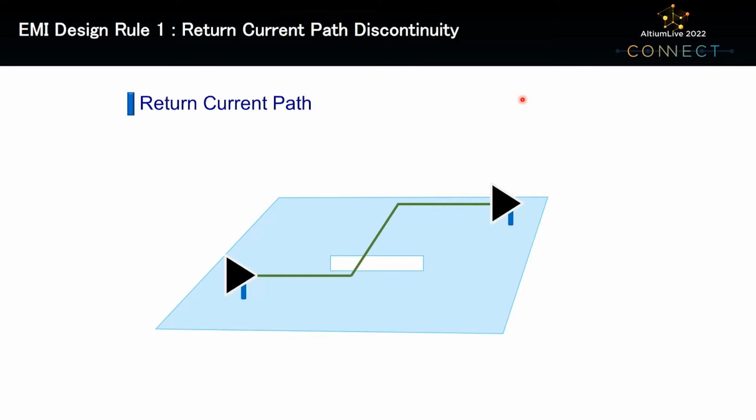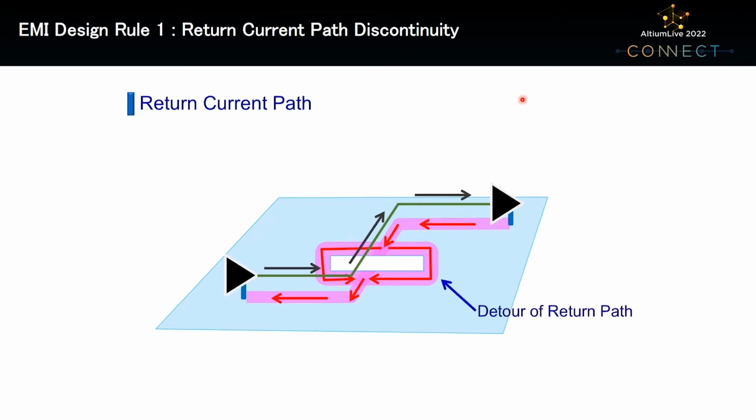This is a case where traces cross a slit on a plane. If a high-speed signal trace crosses over a slit, return current detours along the edge of the slit. This detour is called return current path discontinuity. It makes EMI noise larger.